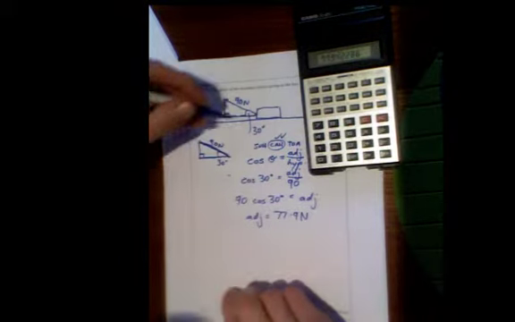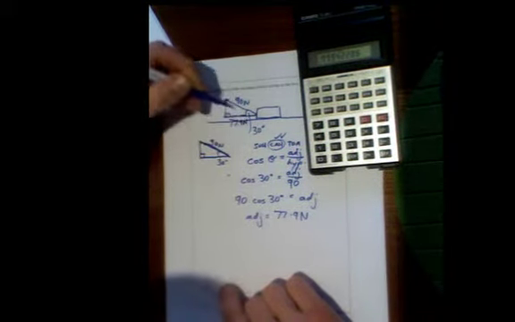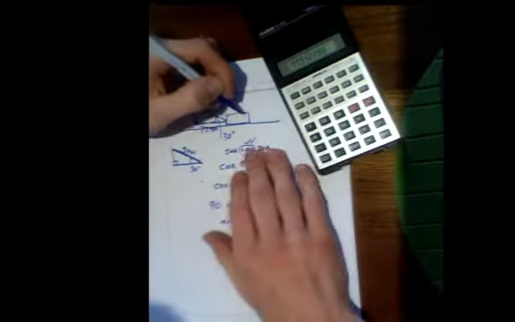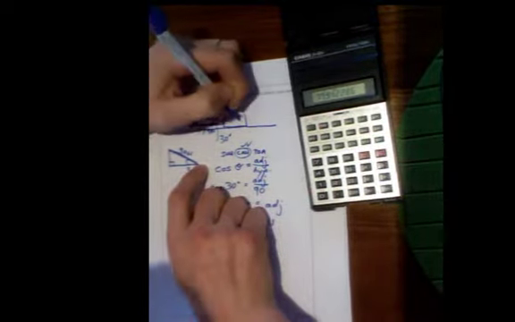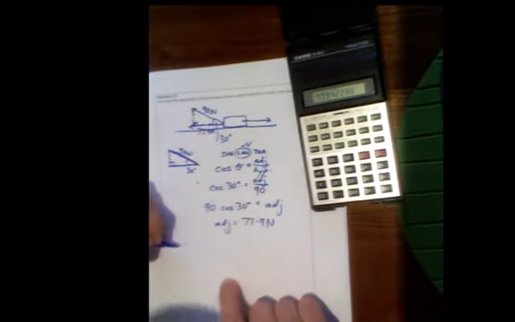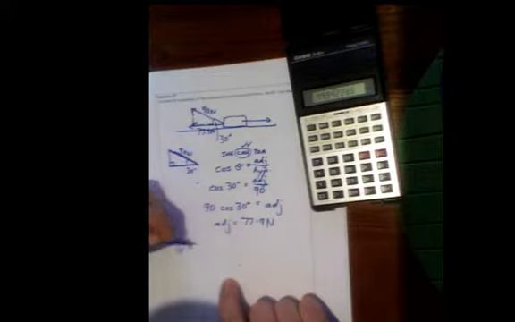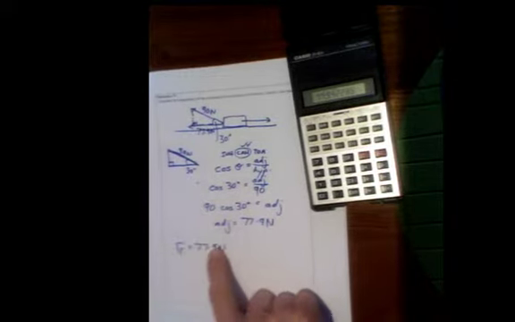So, that means the horizontal component of the force is 77.9 newtons. And that means, because it's moving at a constant velocity, the force acting that way is equal to the force acting this way. So, that means that the force of friction has to be equal to 77.9 newtons.